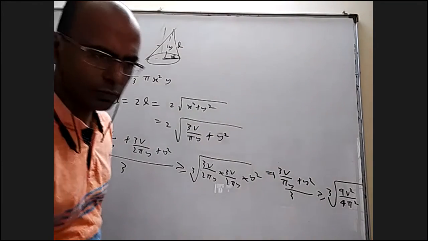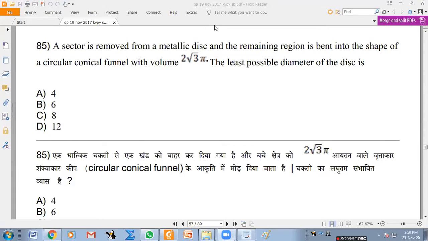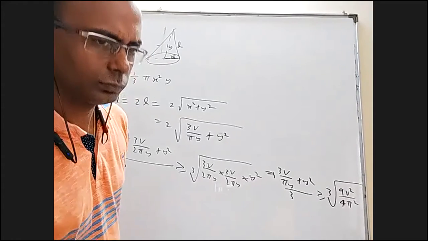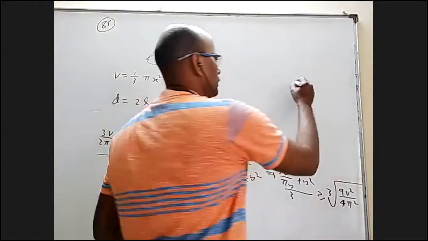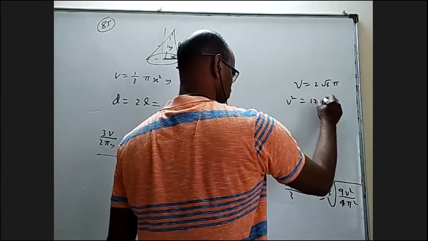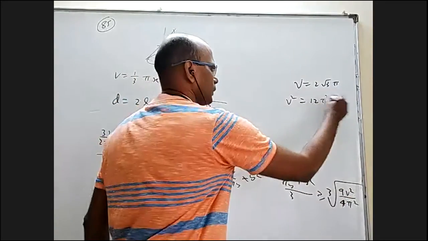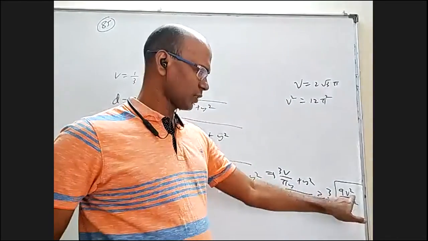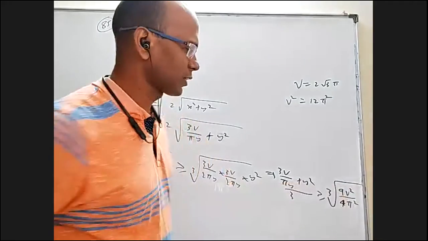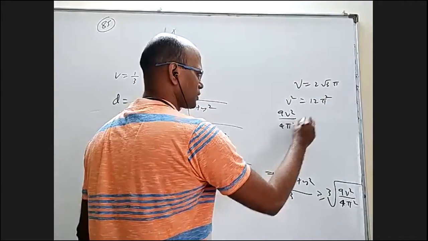And what is v square given? V is given as 2 root 3 pi. So now v is 2 root 3 pi means v square is 12 pi square. When I substitute 12 pi square, it nicely will come 3. You can see what happens. What is 9v square by 4 pi square? It will be 3.